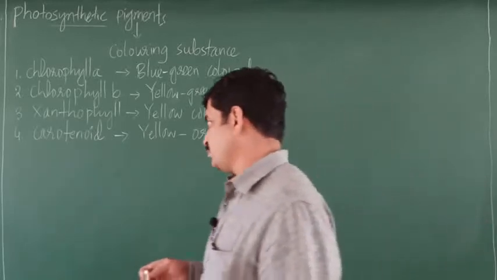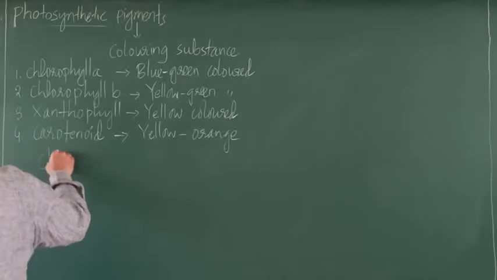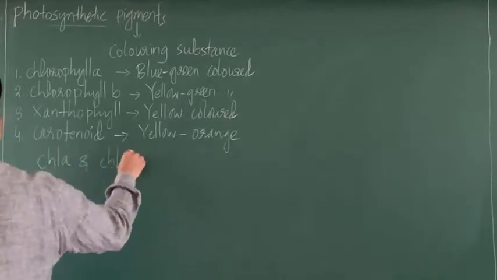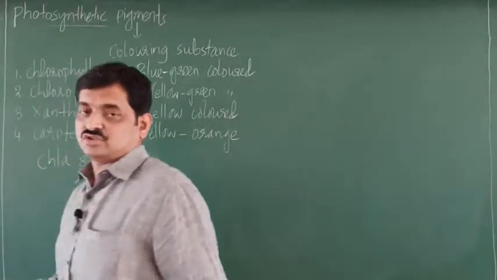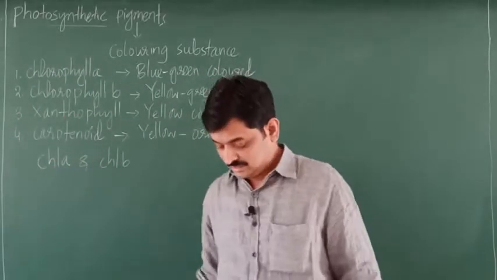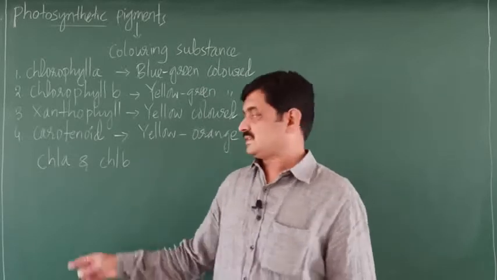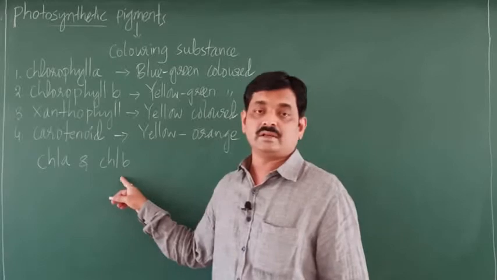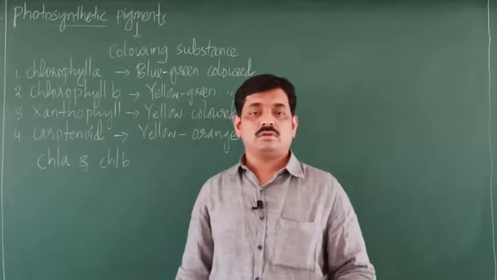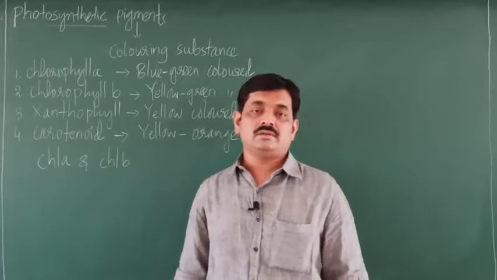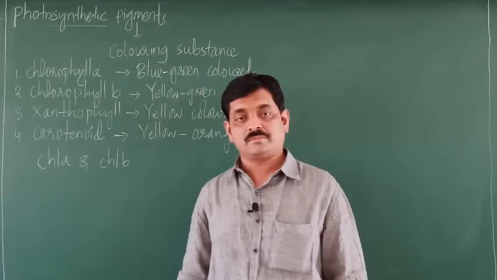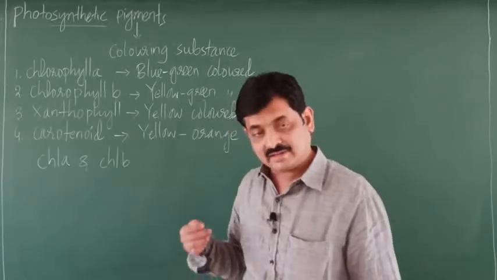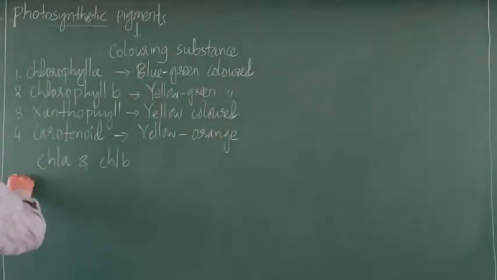So as I told you, the more familiar ones are CHLA, that is chlorophyll A. In short, it can be written as CHLA. So chlorophyll A and CHLB, that is chlorophyll B. These are the more common or more familiar photosynthetic pigments, right? So that is about the photosynthetic pigments. Then next we will consider photosystems.